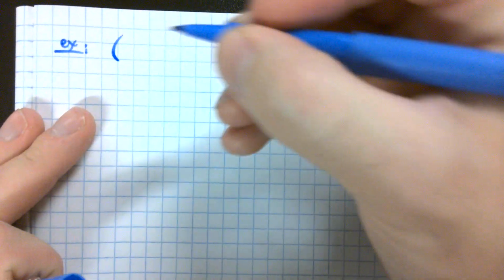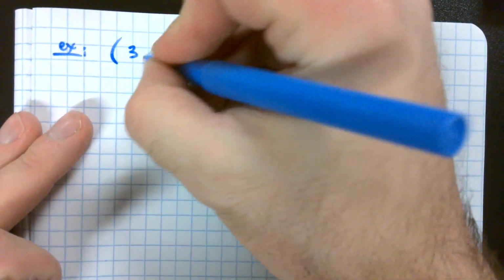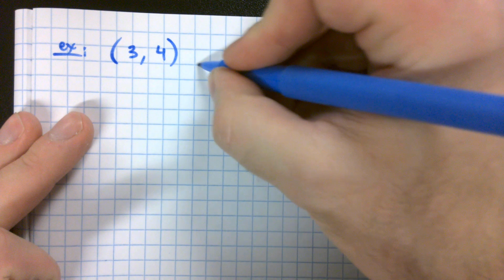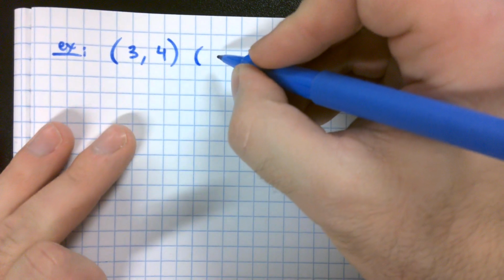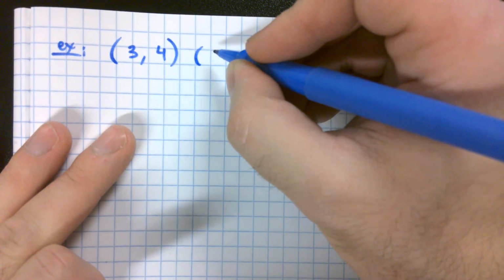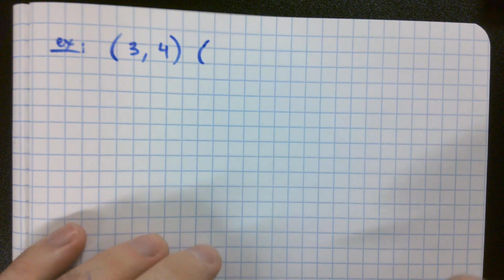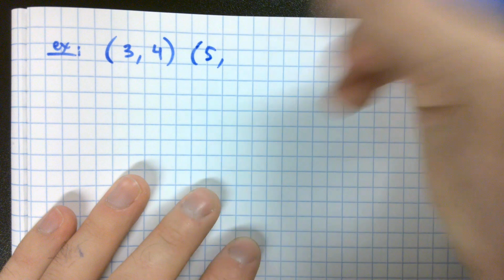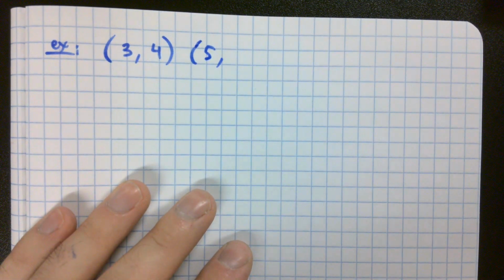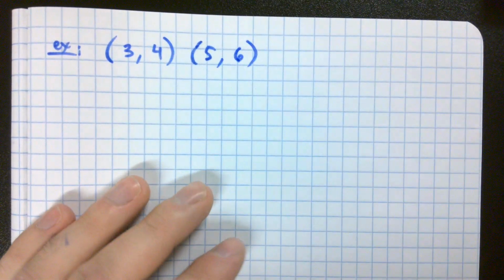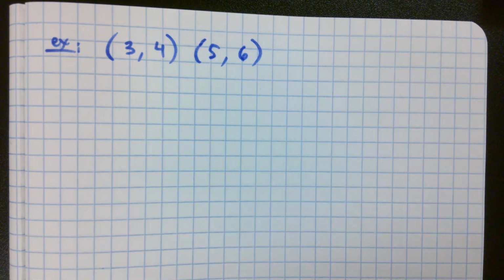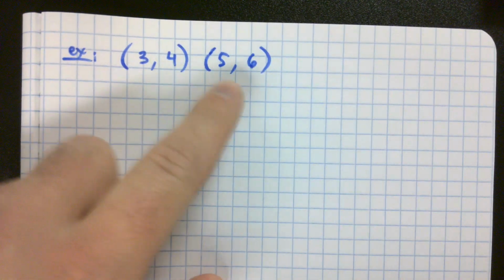Second example, let's say we've got 3 comma 4, and we've got, I don't know, 2. No, give me something larger than 2. 5. What else? 6. Okay, doesn't really matter, but we'll go with that. 3 comma 4 and 5 comma 6.